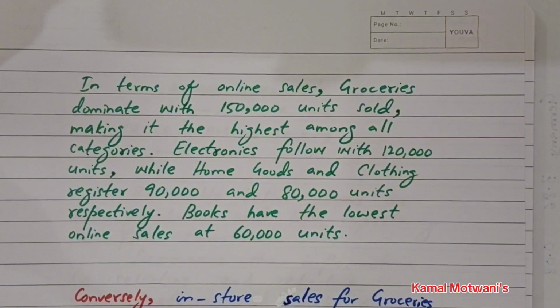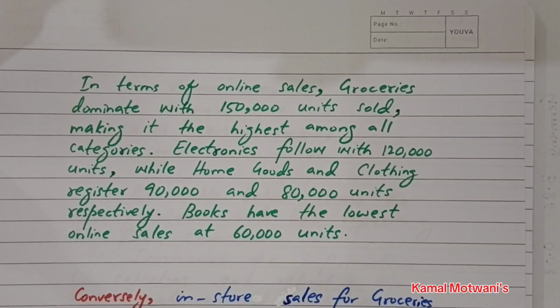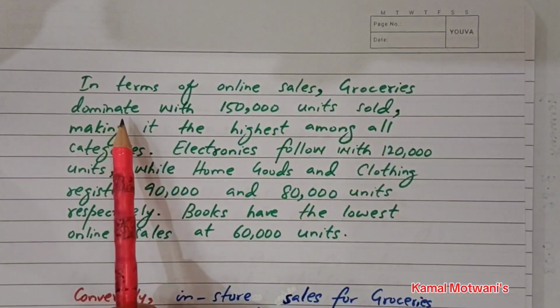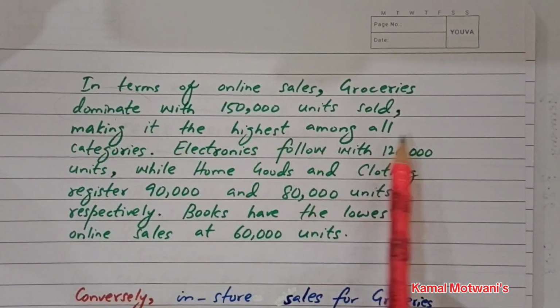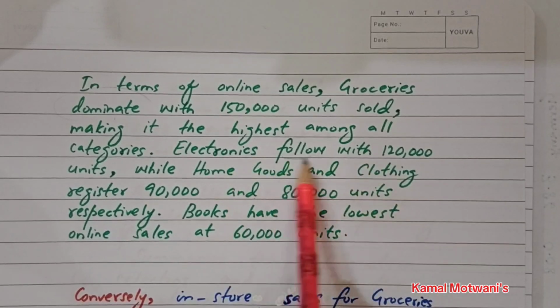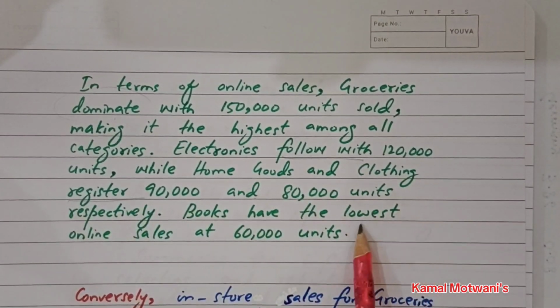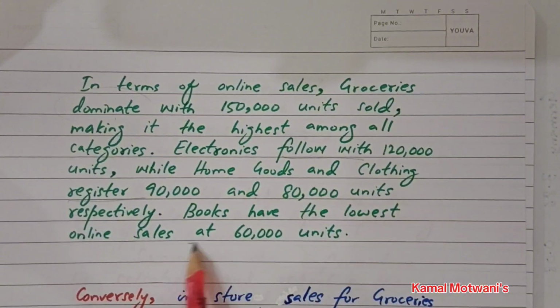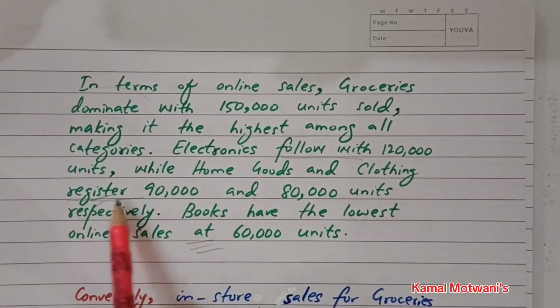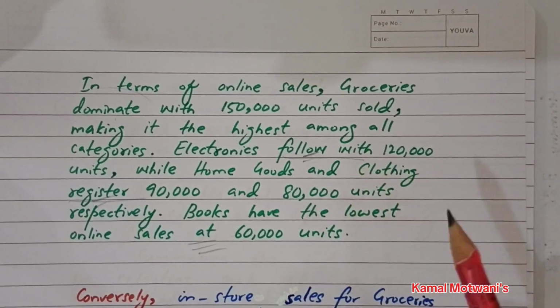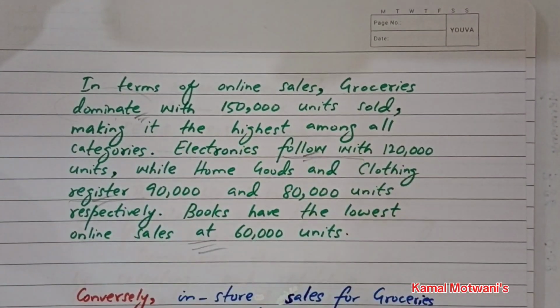This is very simple, but do notice how I have used the vocabulary. This is very important. By using these words, the examiner will give you 8 plus bands, otherwise this is not possible. See, once I have used dominate, then I have used follow with, then I have used register, then I have used have the lowest sales. So use these words with variation. The variety of words will give you 8 plus bands.